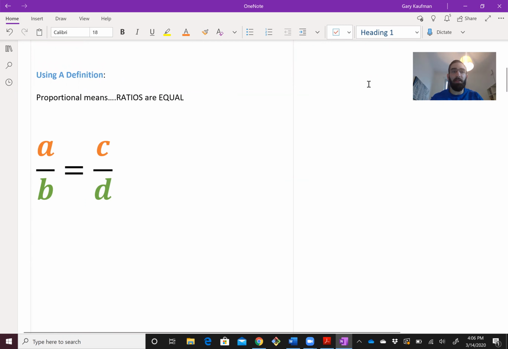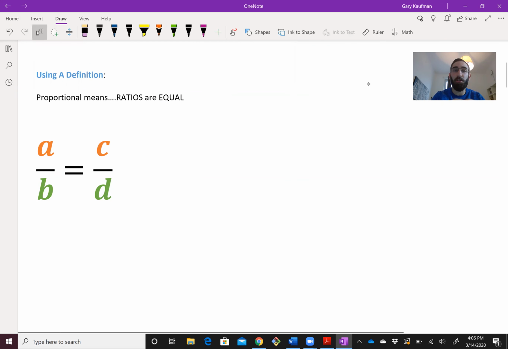Now, let's think about the definition of proportion. Proportion means ratios are equal. A ratio is a fraction. So below, you'll see that I set up two fractions: A over B equals C over D. So two fractions are equal. I've highlighted them in a special way on purpose. I've color-coded them, and we're going to be discussing them in the examples.